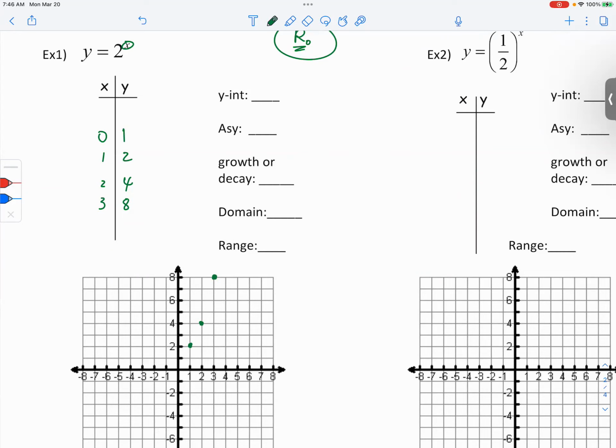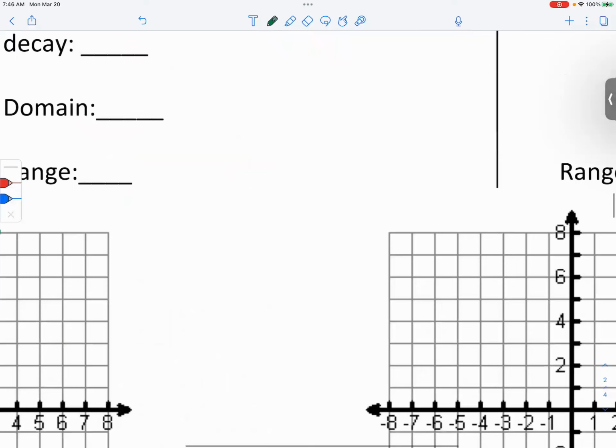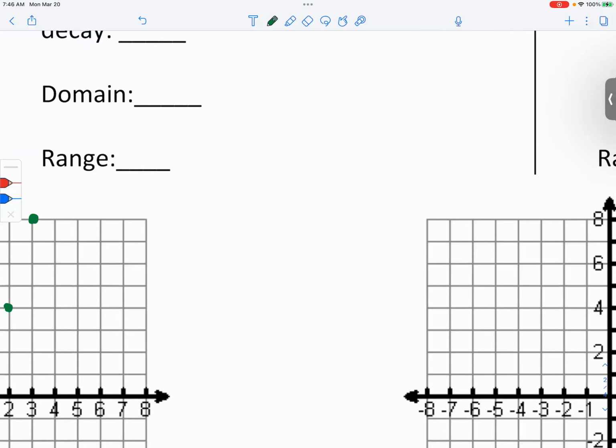2 to the 0 power, it's 1. Now, if you say, hey, Mr. Chan, I forgot about the reason why it's 2 to the 0 power, it's 1, let me go ahead and remind you this. Do you still remember the exponent properties when you have a to the m over a to the n? Do you remember this? What is that equal to? A to the what power?